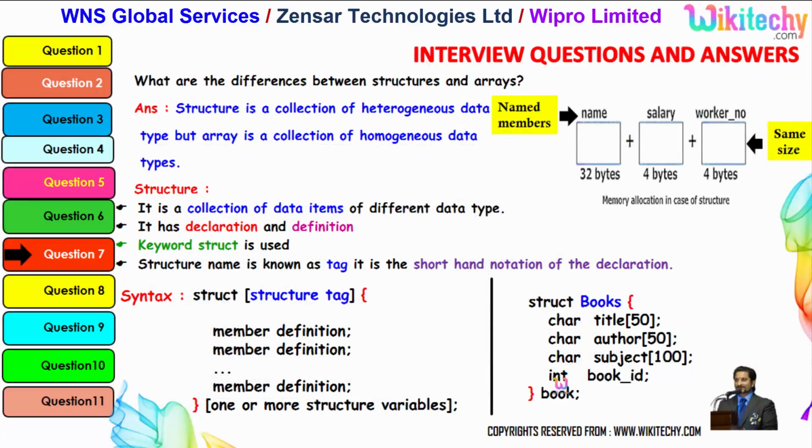Here is the difference between structures and arrays. A structure is a collection of heterogeneous data, whereas an array is a collection of homogeneous data. A straightforward, simple difference. A structure is a collection of data items of different data types, 32, 4, 4. It has declaration and definition. The keyword struct is used. The structure name is known as a tag and it is a shorthand notation of the declaration.